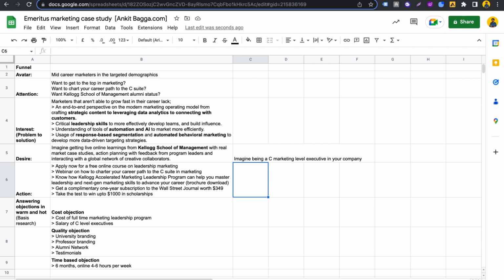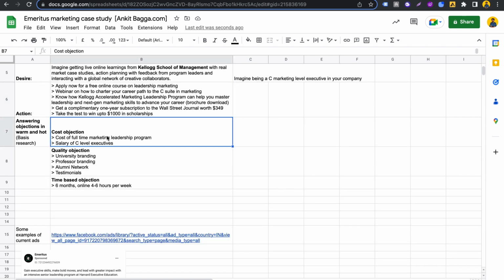In terms of objections, right? If you're talking about objections, there are 3 objections that a person would have right now. We will be talking to the users to understand which objection is the most prevalent one, and how you then talk about that in your marketing efforts. The first one is the cost objection. The cost of a full-time marketing leadership program could be as high as $100,000. Here you're getting it at $10,000, right? Salary of a C-level executive, you could talk about what your salary could be after you go through this course.